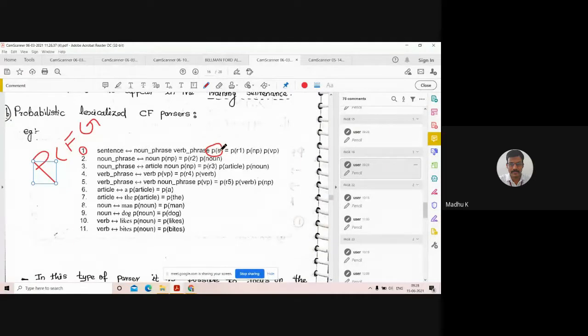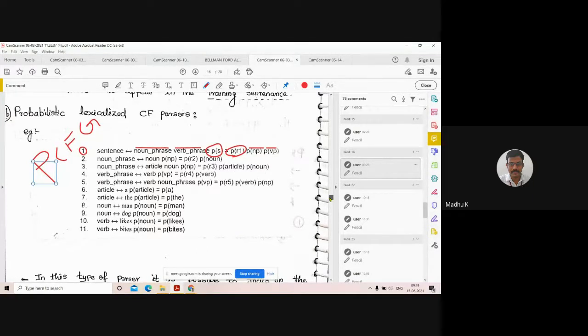So what we will do, P of S equals P of R1. What is P of R1? P of R1 is the probability of rule 1 appearing. This is rule 1, times probability of NP. What is NP? Noun phrase. This is the verb phrase, VP. Probability of NP times probability of VP. In this way, we will do this. That is PCFG. This is the example.